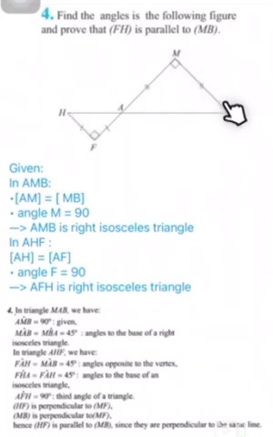parallel to MB. Okay, given from the coded properties here, we have that AM is equal to MB. From this code property, this means that this line AM is equal to MB, and angle AMB, this angle, is equal to 90 degrees. So triangle AMB is a right isosceles triangle. Right, because we have 90 degrees, and isosceles because we have two equal lines.